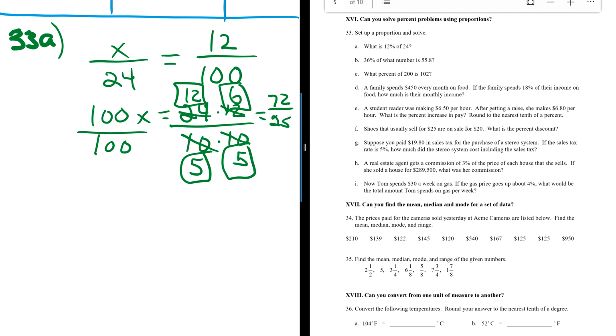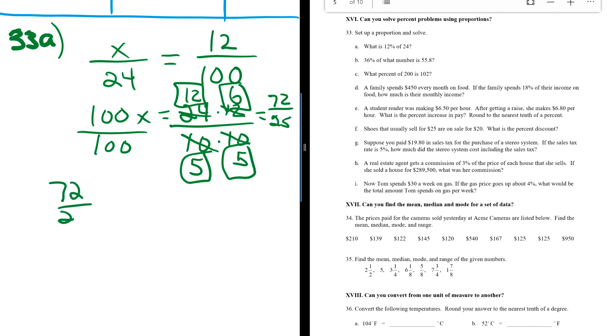And is that what I'm looking for an answer? That's the question. That's a good question. So what is this? The first one, A. Well, I'll figure out what 72 divided by 25 is.